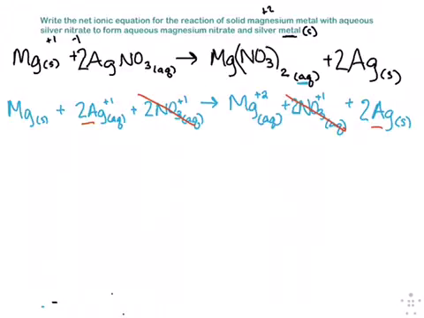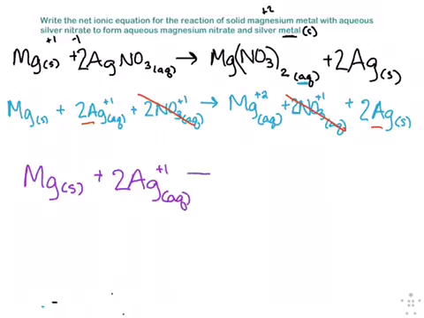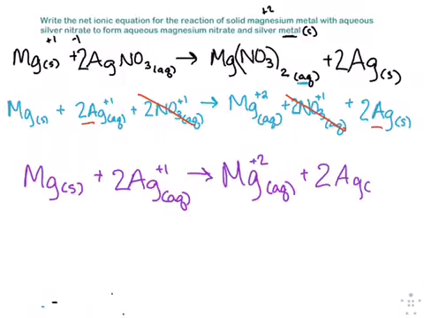So then for our final step, you go ahead and write whatever is left. Mg solid plus 2Ag plus 1 aqueous gets us Mg 2 plus aqueous plus 2 Ag solids.